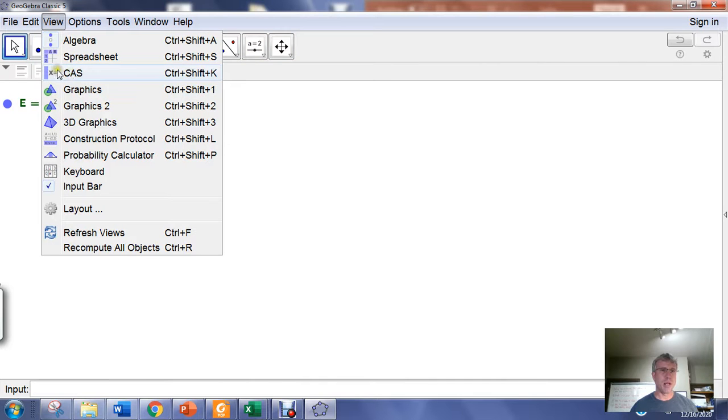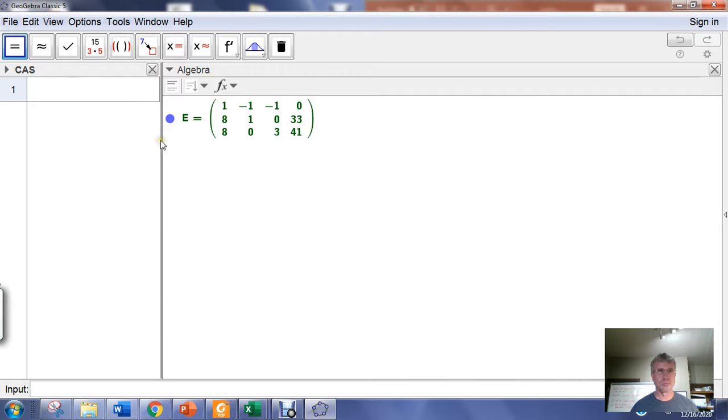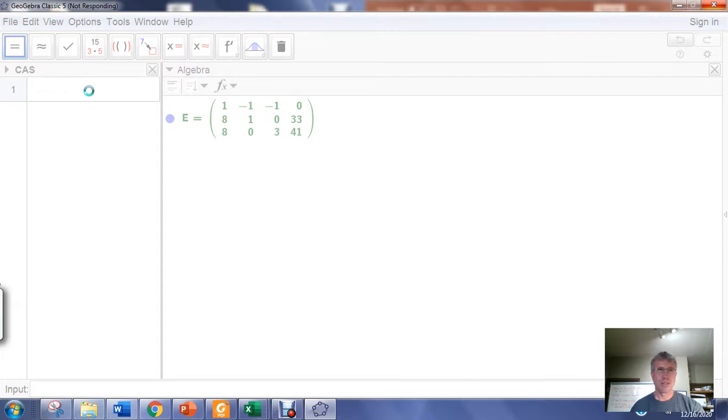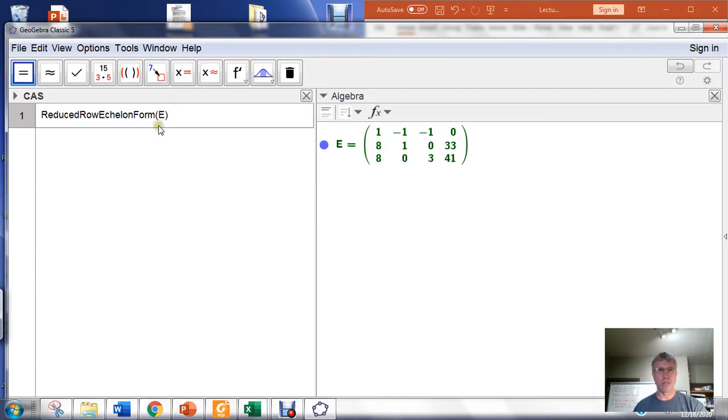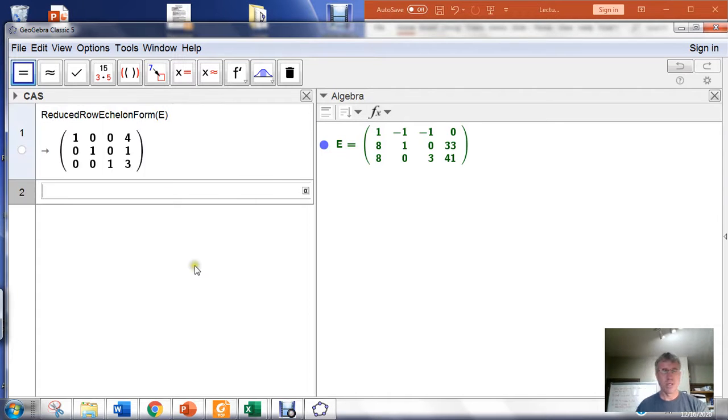And I'm going to open my computer algebra system. And now GeoGebra is not responding, so I hope I don't have to reshoot the entire thing. Oh, that's going to be disheartening. Oh, there we go. Reduced row echelon form, type that into the menu. Reduced row echelon form of our matrix E, and then hit enter. And then we can interpret the results.